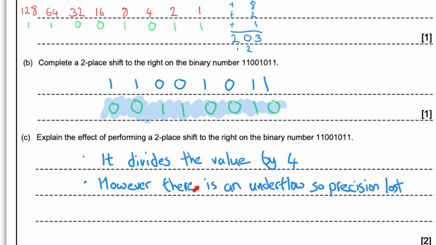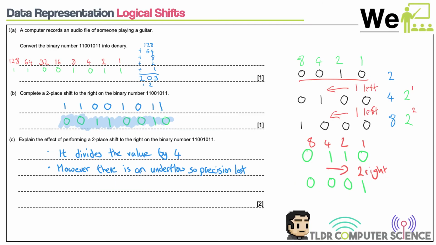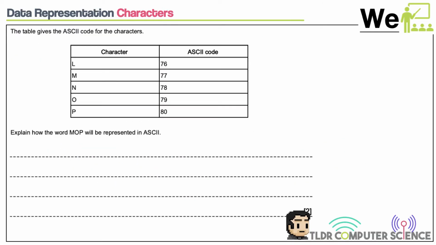However, there is an underflow, so these numbers fall off the edge, so we won't get the right answer at the end. It'll be close, but not quite right, so precision has been lost. So maybe you could even refer to it as accuracy, potentially. Great stuff.